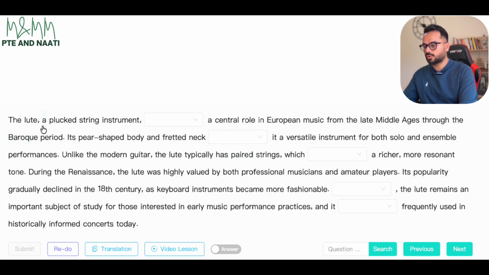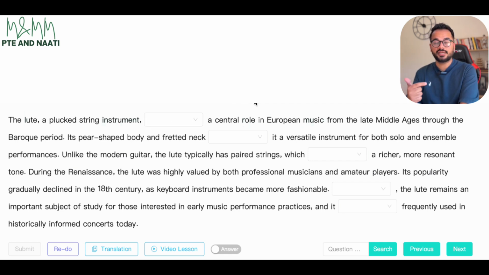It starts with the lute, a plucked string instrument. So that's the name of an instrument like a guitar or something. It's an instrument with a plucked string type. Dash a central role in European music from the late Middle Ages through the Baroque period. So they have given us a subject, they have told us what that subject is, and they have given us a blank. That clearly tells us a verb is missing in this sentence, like an action is missing. So what happened with that? So the lute, something, dash a central role.